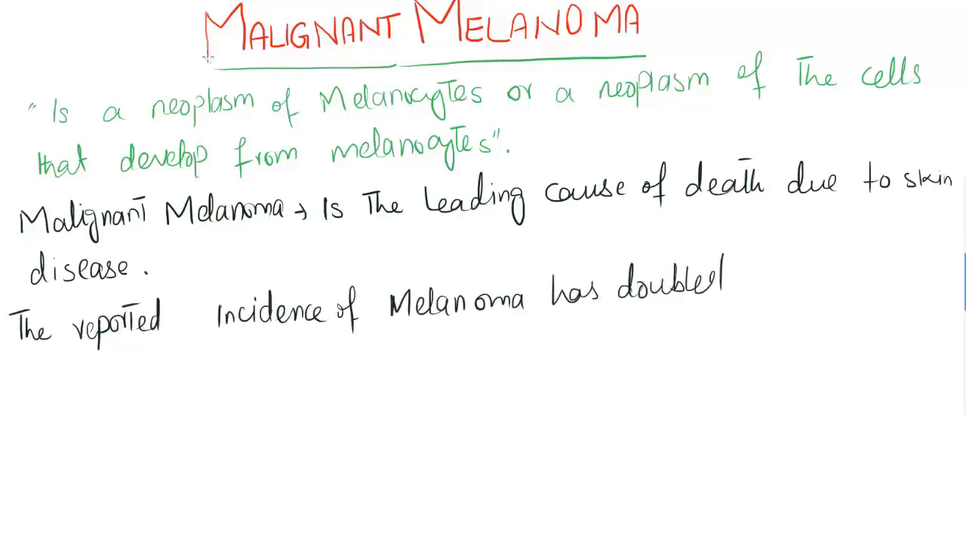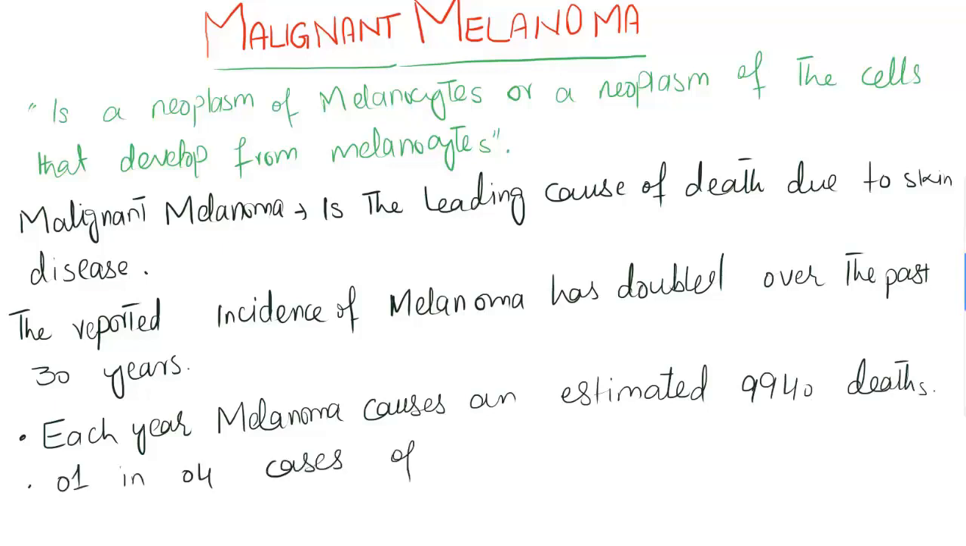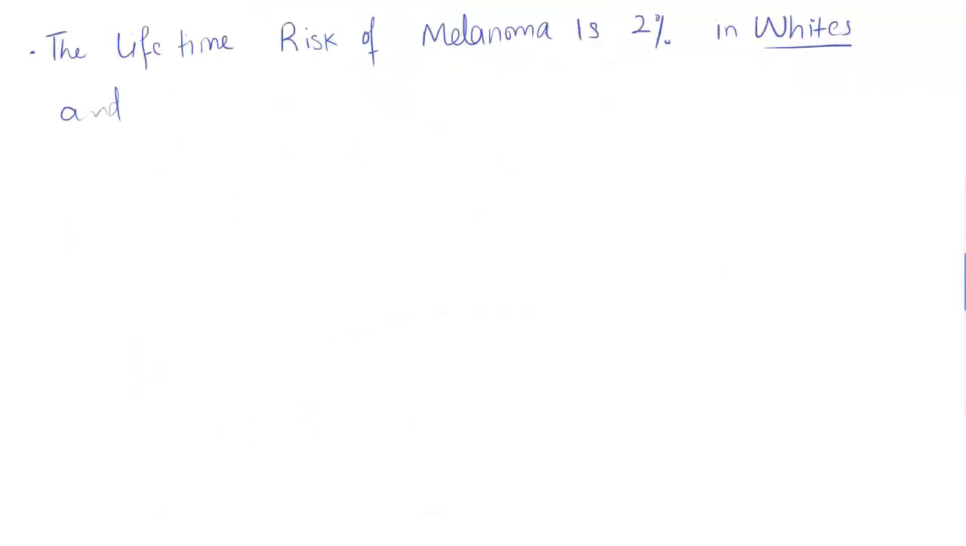Each year, melanoma causes an estimated 9,940 deaths, about two-thirds in men. 1 in 4 cases of melanoma occurs before the age of 40 years, and the lifetime risk of melanoma is 2% in whites and 0.1 to 0.5% in non-white people.